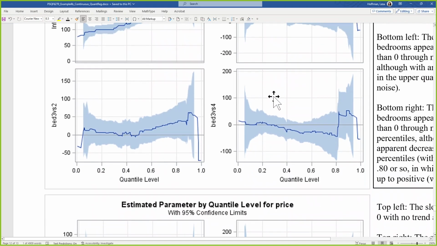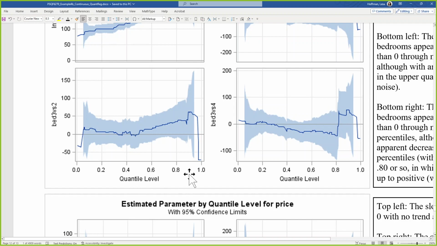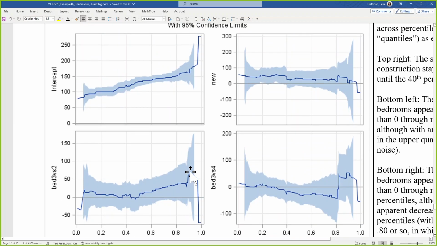The x-axis is what quantile you're predicting of the data. The y-axis is what the parameter turned out to be in each of those separate quantiles. So for instance, are new houses more expensive? Well, if I start at the bottom of the distribution, here's the point estimate. You can see the error around it is quite large. So it looks like marginally yes, not as much in the middle of the distribution, and then it gets to be very wide at the end.